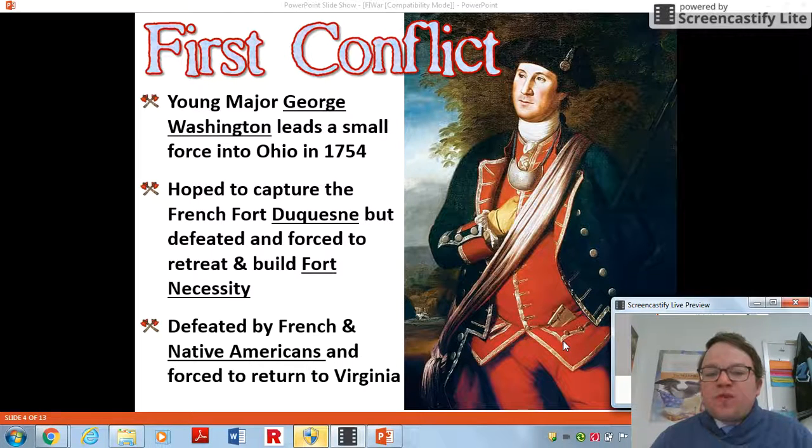He's forced to retreat and rebuild Fort Necessity. It gets that name because they had to build it out of necessity. It wasn't the best fort in the world. He is quickly defeated by France and Native Americans. He's forced to retreat, and quite honestly, very, very lucky to come back with his life.